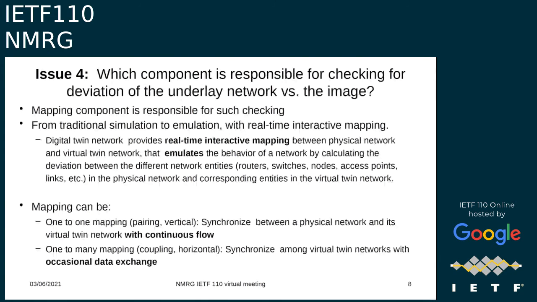So the next issue is one of the key elements: who is responsible for checking the difference? Actually, we think it's in mapping, and we support two kinds of mapping. One is one-to-one mapping. The second is one-to-many mapping. The key difference is that one-to-one mapping, between the physical network and the digital twin, requires continuous data exchange. It is a huge amount of data exchange. But for one-to-many mapping, there is just occasional data exchange between the two digital twin networks. Yeah, next.